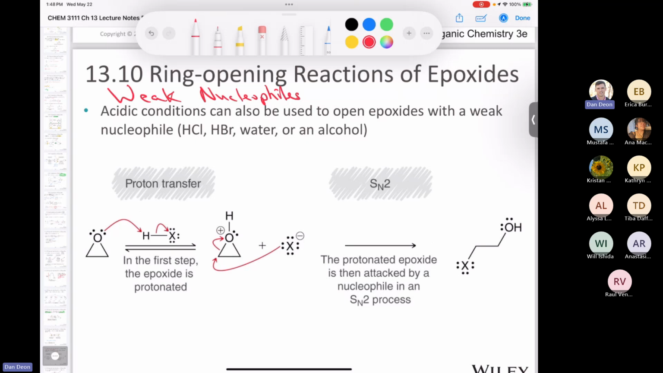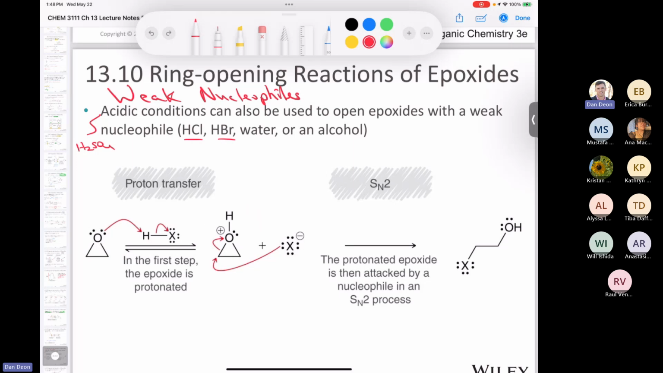Great question. Here's what you do. You make the ring even more electrophilic than it is inherently. So how would you do that? You use acidic conditions. You use something like HCl, HBr. What that does is protonate it. We could also use H2SO4, which is a great acid as a catalyst. So what happens is we protonate the oxirane so that you have it protonated here.